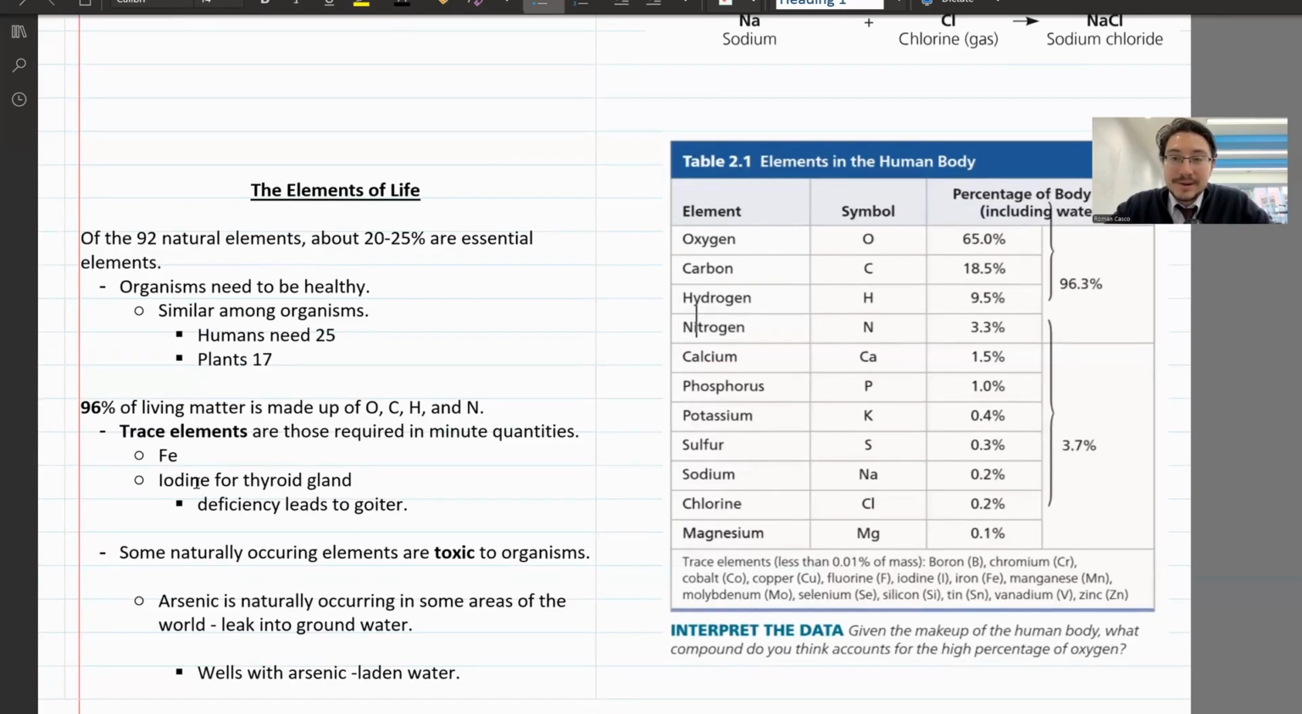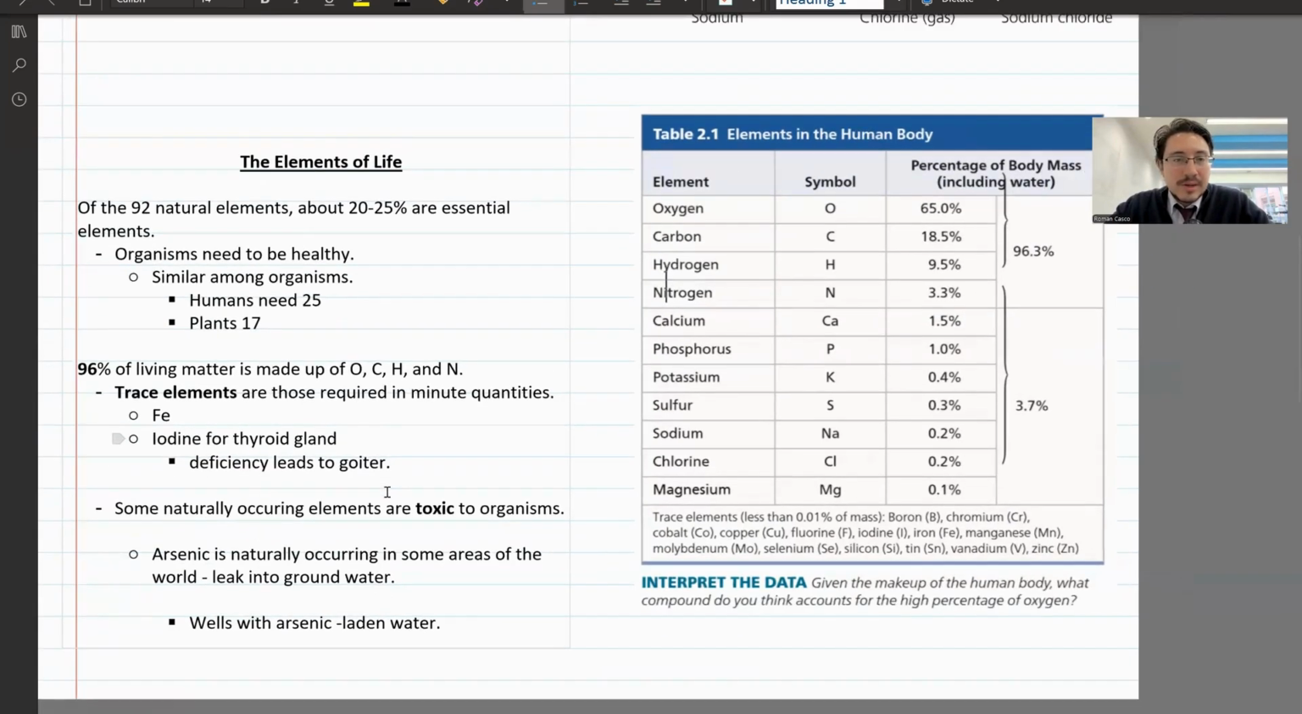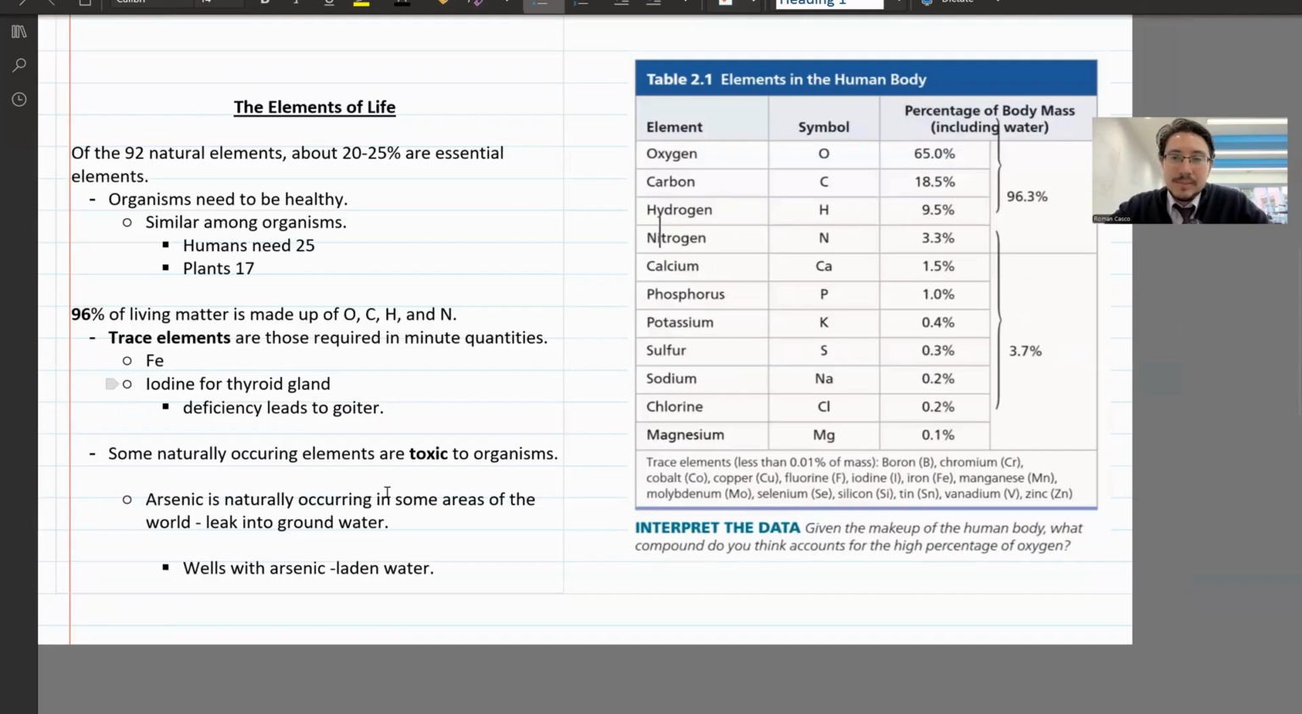96% of living matter is made up of just these elements that you see here: oxygen, carbon, hydrogen, and nitrogen. You should already be familiar with these symbols. Then you have these other elements that you just need in minute quantities, or little micro quantities. They're called trace elements. Some examples are iron and iodine, necessary for functioning of these biological systems.